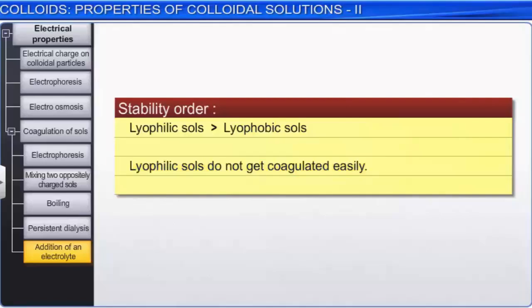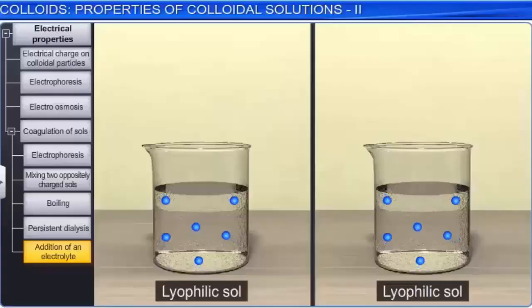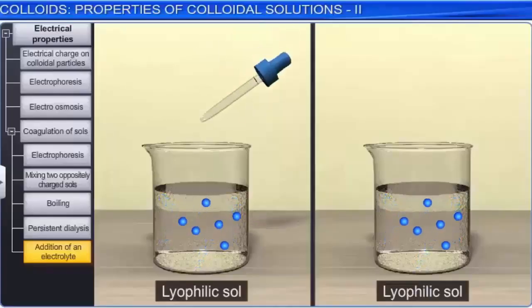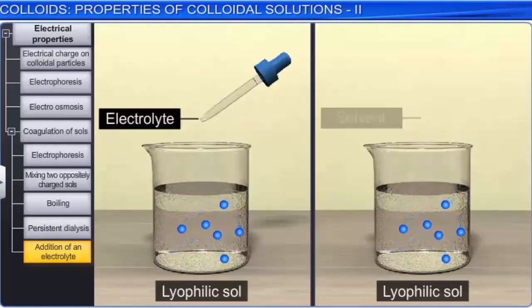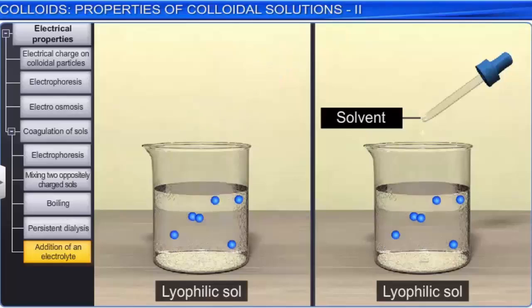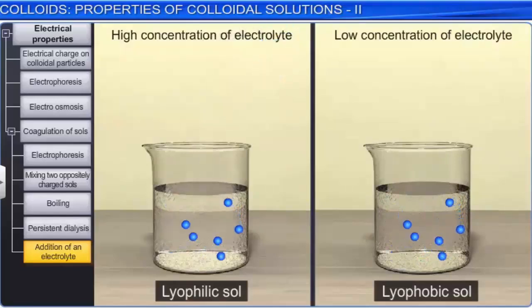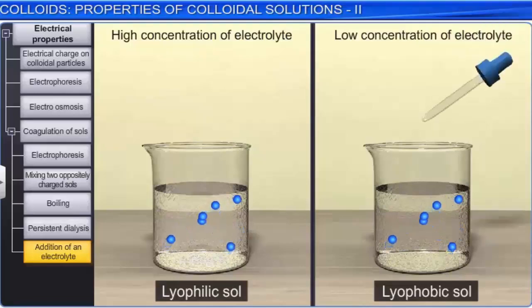The two factors responsible for the stability of lyophilic sols are the existence of the same charge on all the colloidal particles and the extensive solvation of the colloidal particles of a lyophilic sol. A lyophilic sol can be coagulated either by adding an electrolyte or a suitable solvent. A higher concentration of an electrolyte is needed to coagulate a lyophilic sol than is needed to coagulate a lyophobic sol.